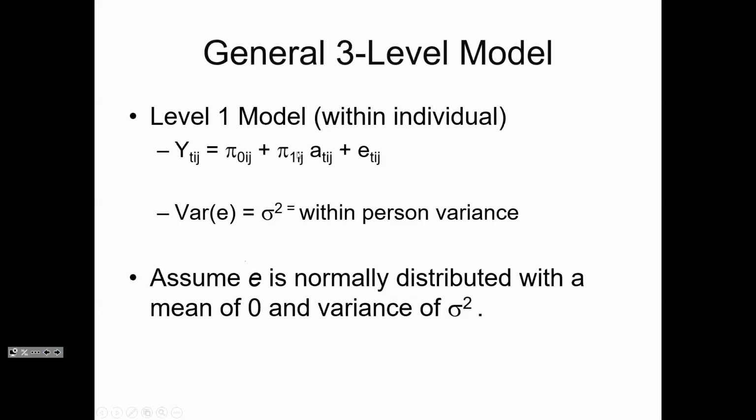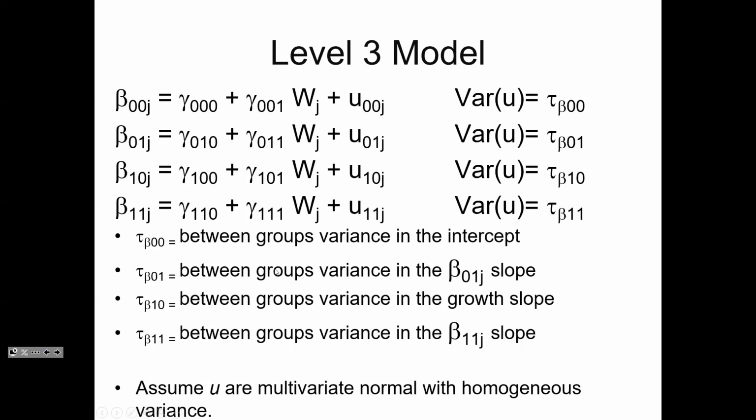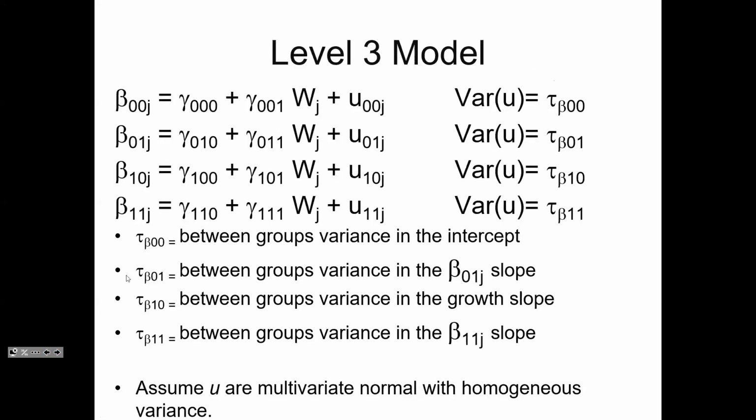Here we've got our level 1 model, our level 2 model, where X is some variable, and then our level 3 model. And what you see is that things get really big and kind of ugly really fast. Our tau matrix gets ginormous. If we allow everything to be randomly varying, like our tau beta matrix, with just one randomly varying level 2 predictor, it gets big.